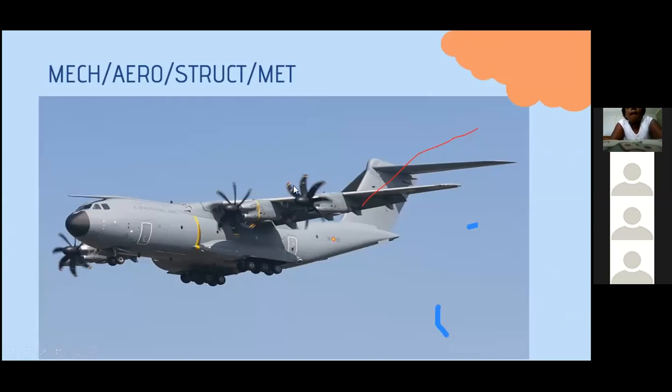Okay, so these blades here, if you guys can see the blades, are called propellers. You have mechanical, structural, or metallurgy engineers that work on manufacturing and designing these things. And then behind the propeller, there's an engine. This thing is covering an engine.